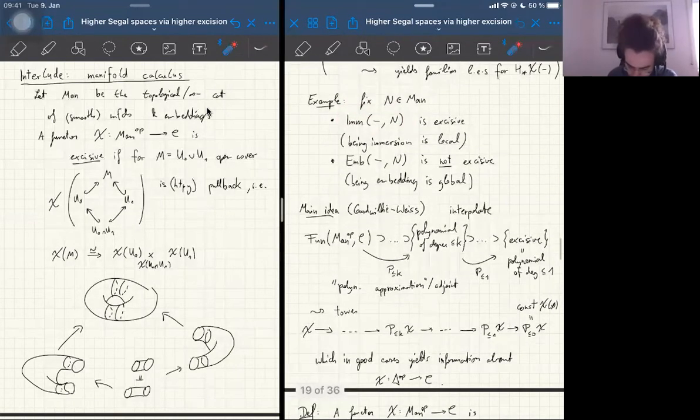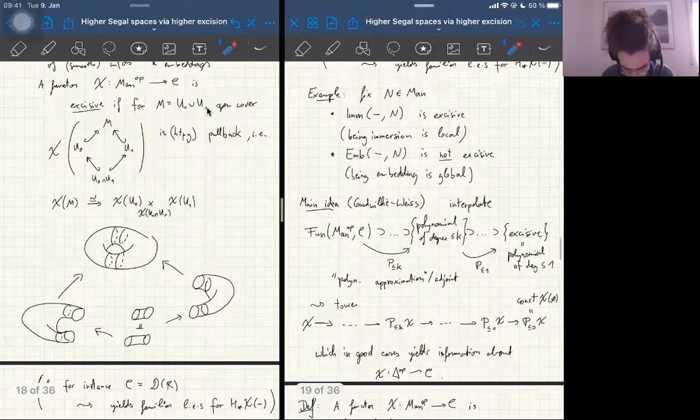And so the idea here being that if we start with some arbitrary x here, by these approximations we will get a tower starting with a constant functor, then an excisive functor, and then more and more complicated functors, which hopefully in the end give us some information about our original functor x. So I still need to tell you the definition.